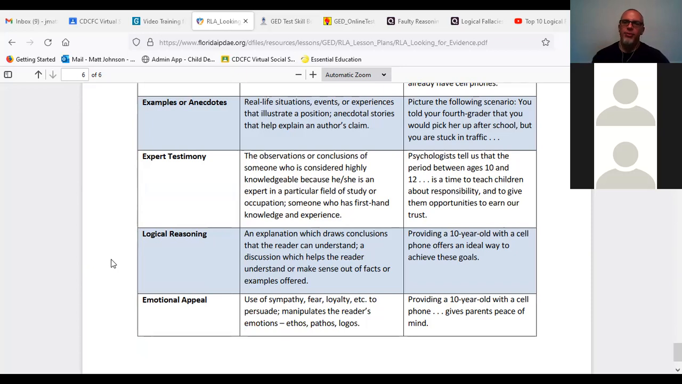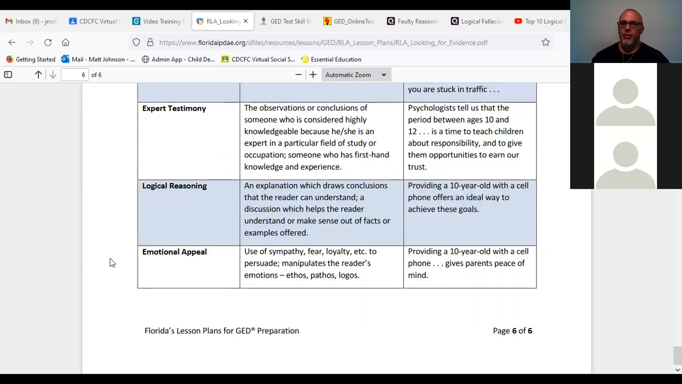So reasoning through that, right: if you're concerned about your child's safety, if you're concerned about your child's independence and wanting them to develop their independence, then giving them a cell phone will help with that, right? So there's a logical statement. That's logical reasoning. And then finally, the emotional appeal, right?